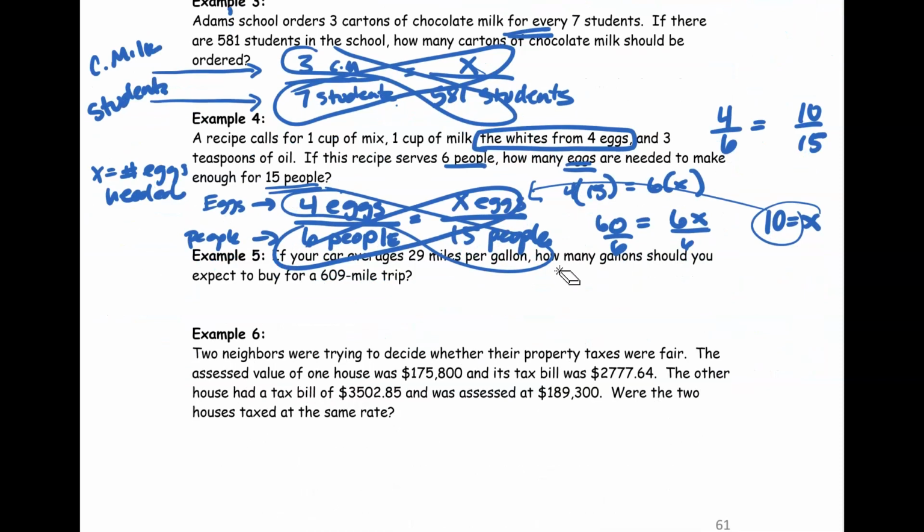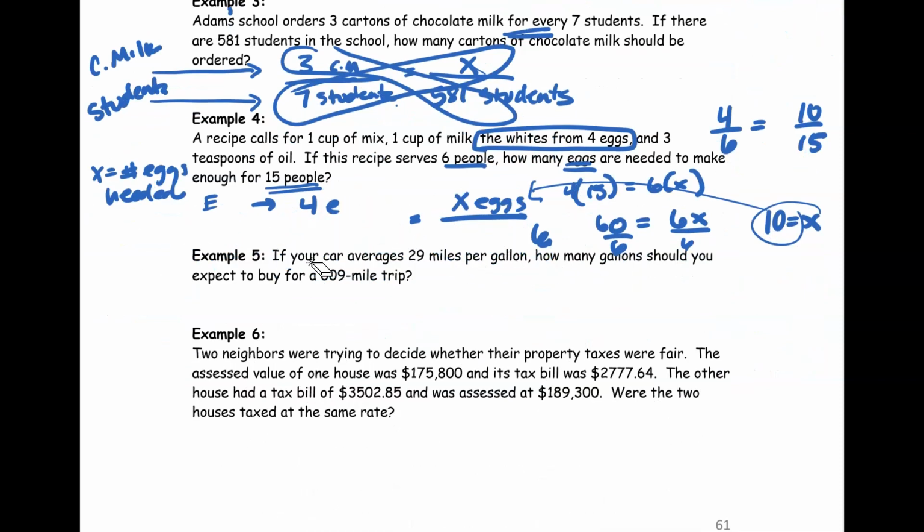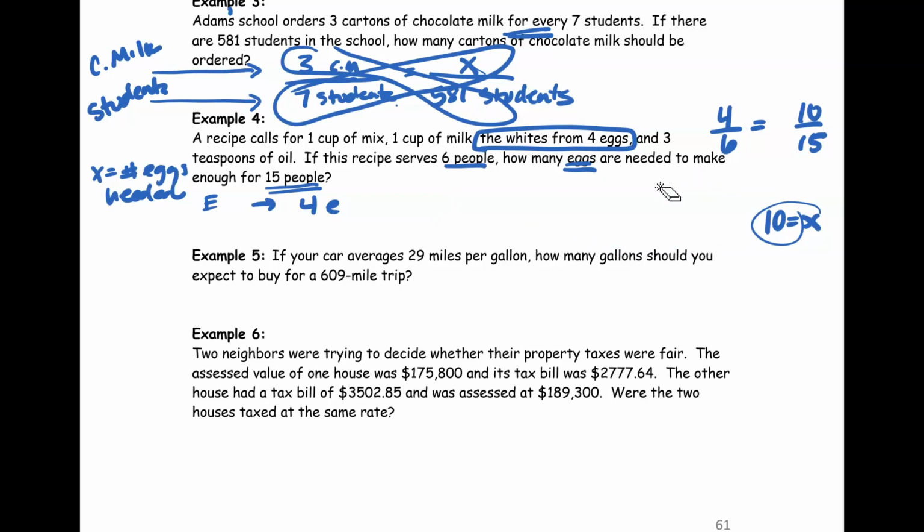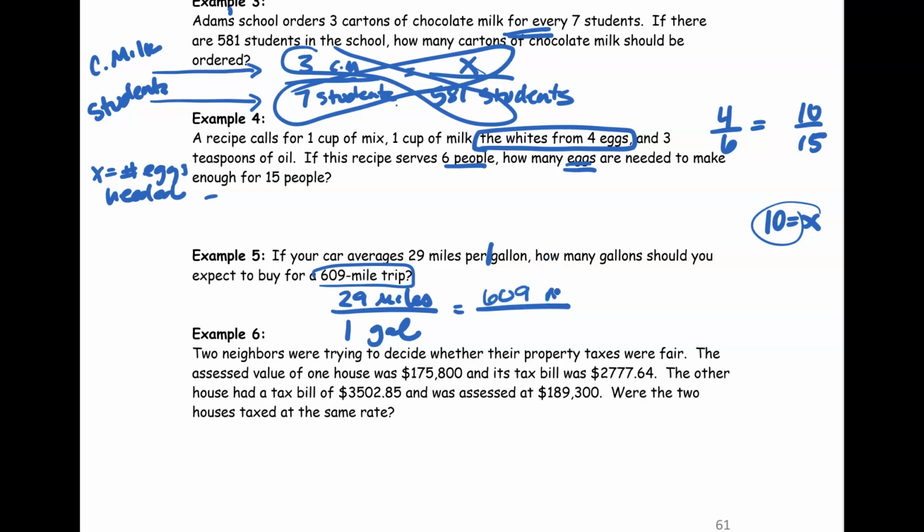Okay, so example 5. I'm going to erase some of this so I can see it. If your car averages 29 miles per gallon, how many gallons should you expect to buy for a 609-mile trip? This is also a great one for real life. So I'm just going to write down my rate. So 29 miles per gallon means 29 miles for every 1 gallon. 609 mile trip. So I'm going to put miles on the top since I put it on the top over here. So for 609 mile trip, I'm going to say how many gallons do I need? So gallons is on the bottom, miles is on the top.